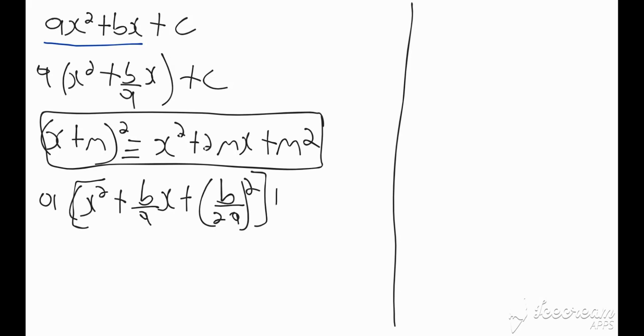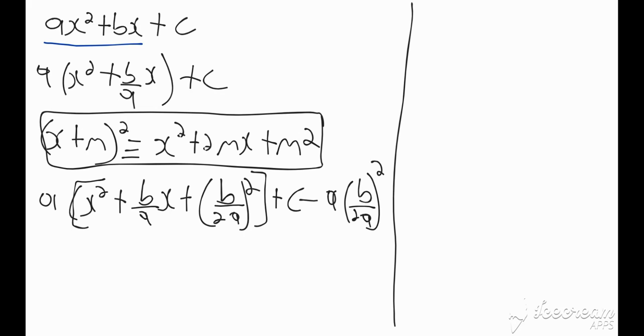Now in math, we're only allowed to add 0. So whatever we add, we actually have to subtract it. Now because I'm adding the b over 2a all squared inside, and bear in mind that there's an a in front of the bracket, I'm going to have to multiply that by a as well. So outside I would have to subtract a times b over 2a all squared.